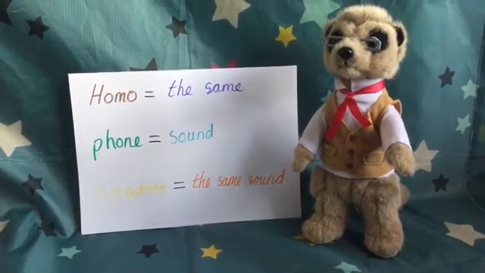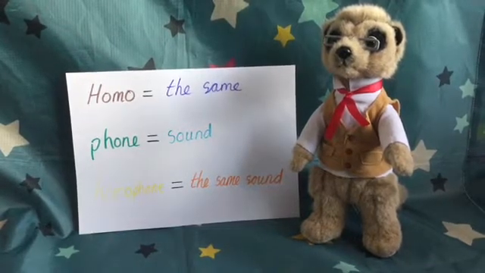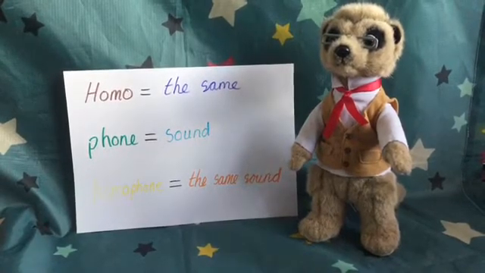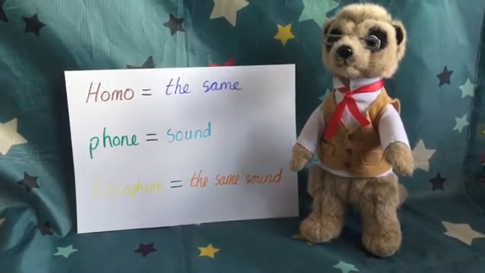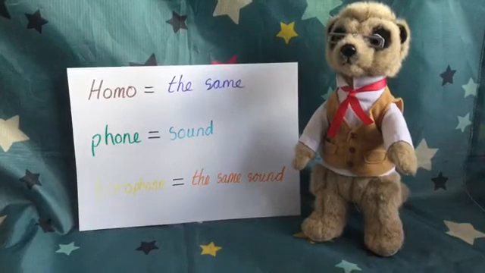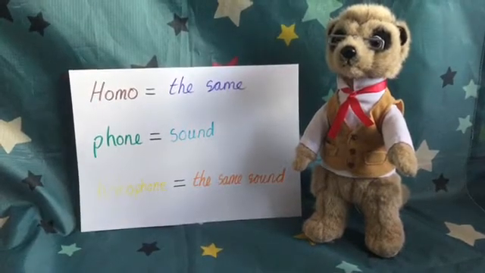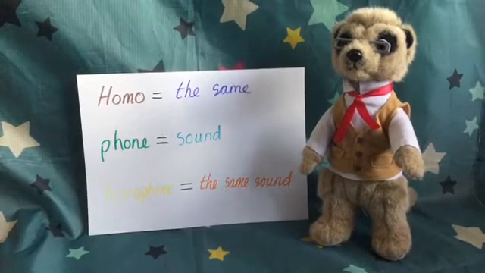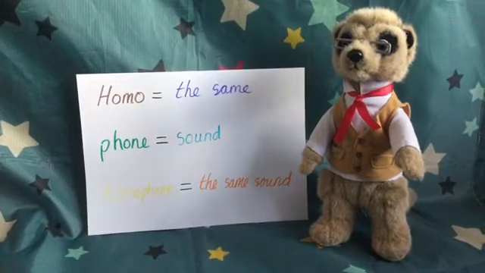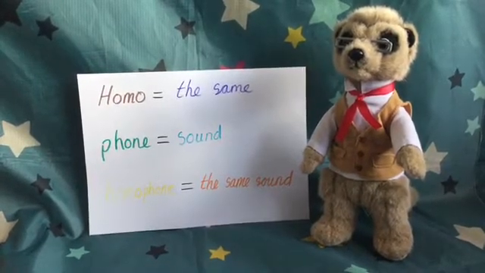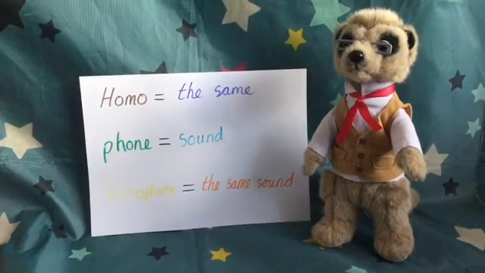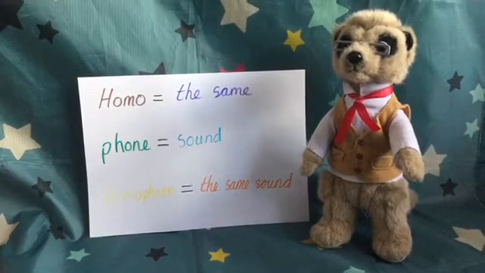So when we're looking at a phoneme, we're looking at the sound, and a grapheme is the written form of that sound, the letters that make up that sound. So if we put these two parts of our word together, homo and phone, we come up with the same sound. So today we are going to be looking at words which sound the same but have a different spelling. So the grapheme is different, but the sound of the word is the same. But it's important to get this right because the words might mean completely different things.